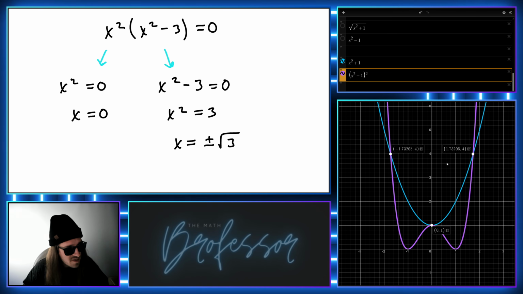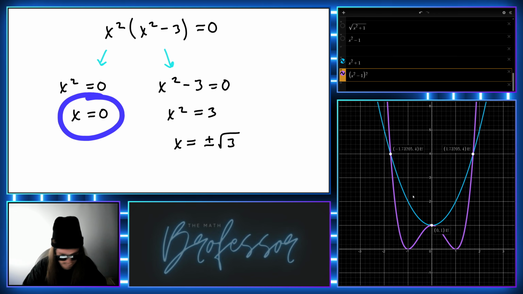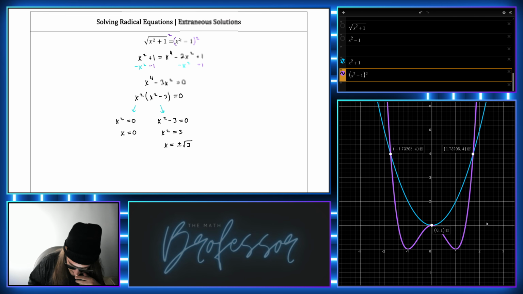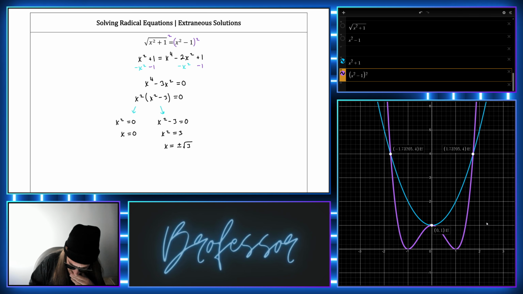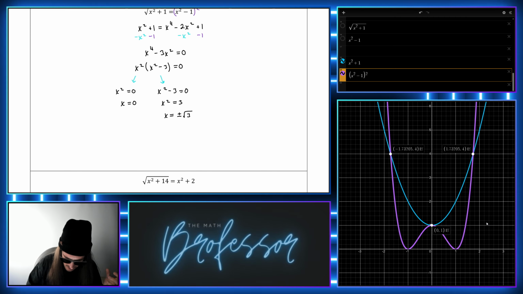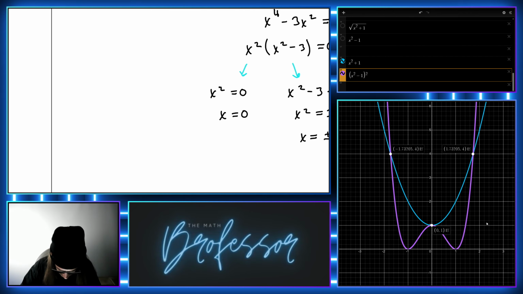This 1.732, that is the square root of 3, right? We have the positive and the negative, and then we also have the 0 right here. And 0 is going to be the extraneous solution, so let's check. Let's just check positive root 3. We don't need to check the positive and the negative. There's the symmetry there. But let's check positive root 3.